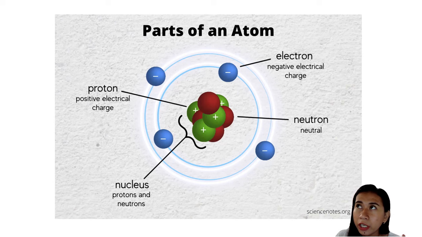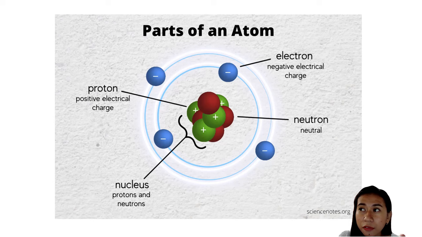Now, in a neutral element, the number of protons is the same as the number of electrons. Remember, the number of protons determines the atomic number of the element. In our periodic table, we currently have 118 elements.